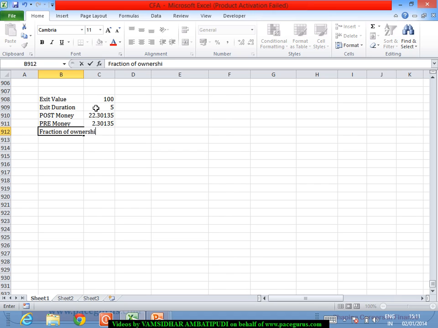Fraction of ownership of the VC, which is coming out to investment divided by the post money. So VC is having almost 89.6% share in the investments here. Almost 90%, 89.68% is the fraction of ownership for the VC.